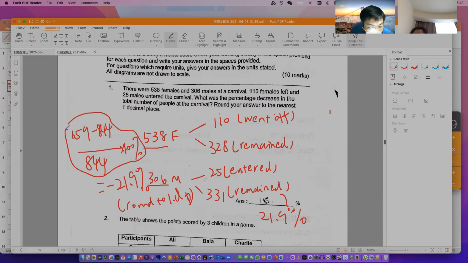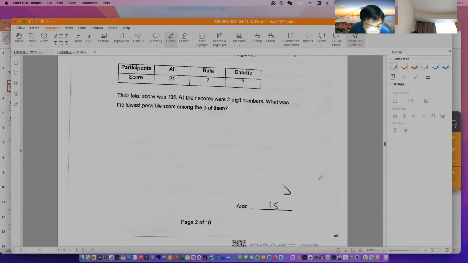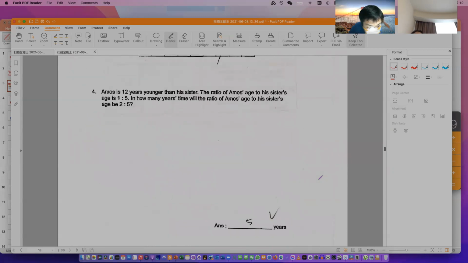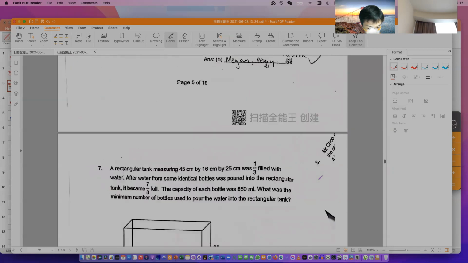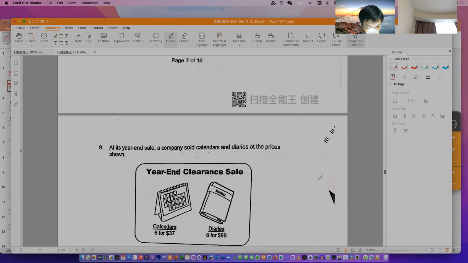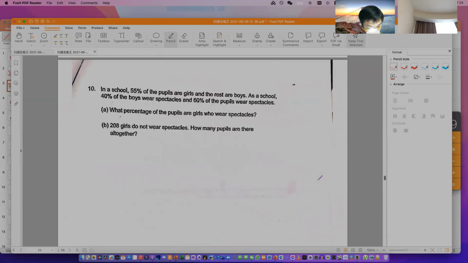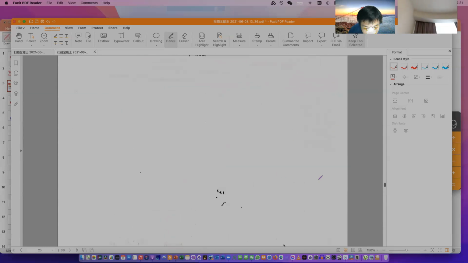Okay. Can we proceed? Yes. Okay, good. For this question, nothing too complicated here. Very straightforward, I would say. The rest is good. Question 7, good. 8 is also okay. 9, 10, 11. Oh, 11. What's wrong with 11?